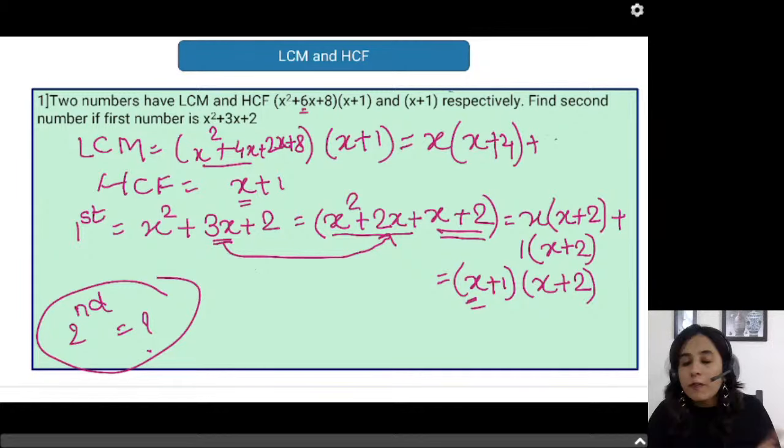Now there are only 35 days left for the exam, so you should be done with the basics of quadratic equation at least.